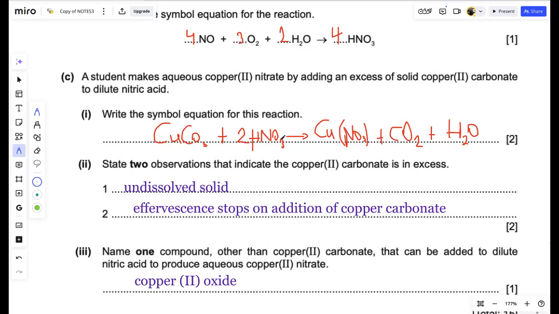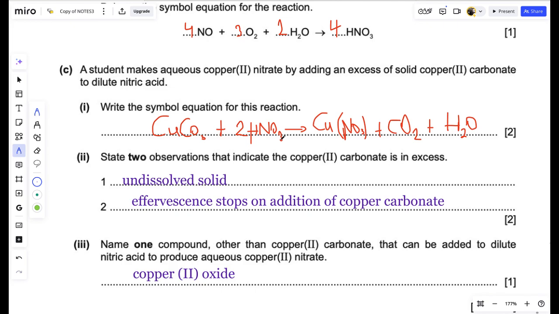Now, a student makes aqueous copper 2 nitrate by adding an excess of solid copper 2 carbonate to dilute nitric acid. Write the symbol equation for this reaction. This is easy. You write copper carbonate plus nitric acid. You now get copper nitrate plus carbon dioxide, CO2, plus the remaining oxygen atom, which joins with this hydrogen to form water. You get your 2 marks if you're able to do this.